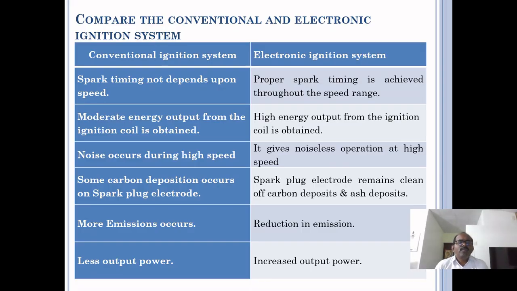In the conventional system, noise occurs during high speed, but the electronic ignition system gives noiseless operation at high speed. Some carbon deposits occur on the spark plug electrode in the conventional system, but in the electronic ignition system, it remains clean of carbon and ash deposits. More emission occurs in the conventional ignition system, but in the electronic ignition system, the emission is reduced, and the output power is increased. But in the conventional system, there is less output.